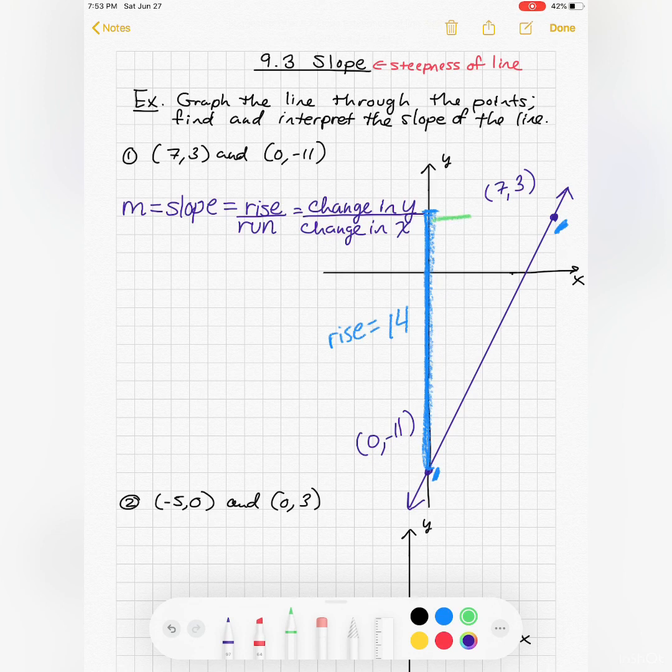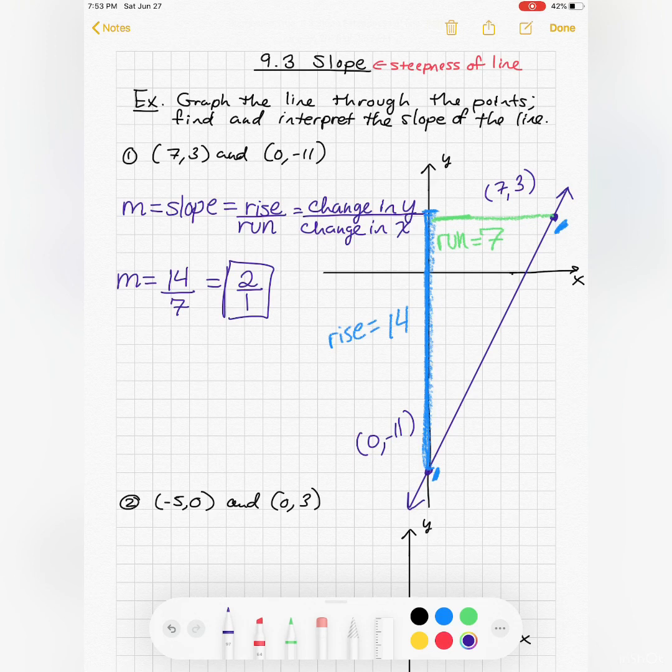And the run, the change in X, that'd be from 0 to 7. So the run is 7. So the slope is the rise over the run. So we can reduce that to 2 over 1. Okay, so find the slope.